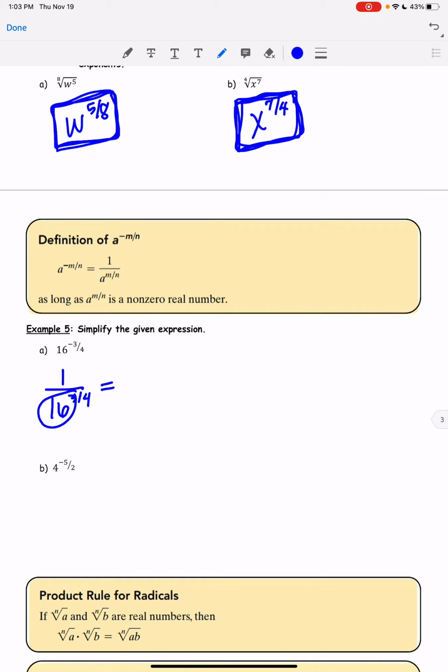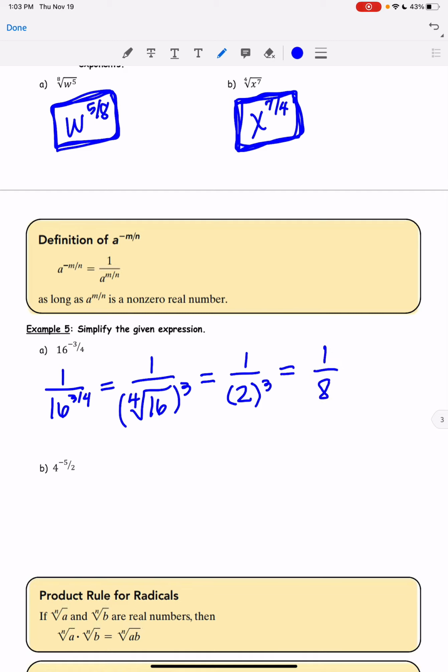So it's going to be 16 cubed. That 4 is going to come around. So 1 over the 4th root of 16 cubed. The 4th root of 16 is 2. And 2 cubed is 8. So my answer here is 1/8. And so notice, even though this exponent is negative, my answer is still positive. Okay, that negative in the exponent doesn't mean anything about if my answer is positive or negative.